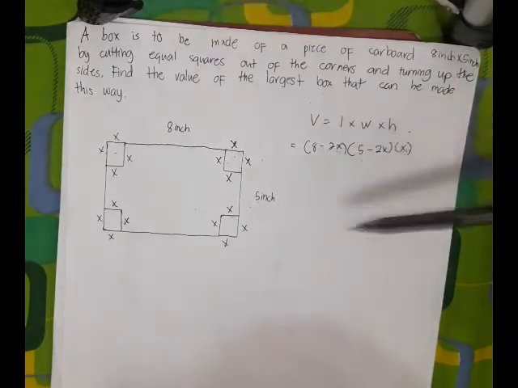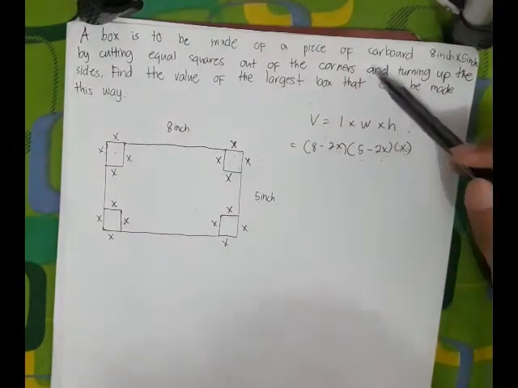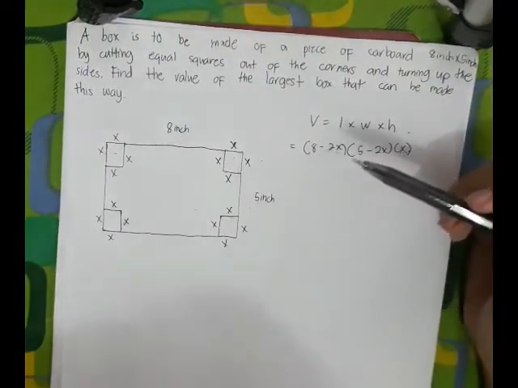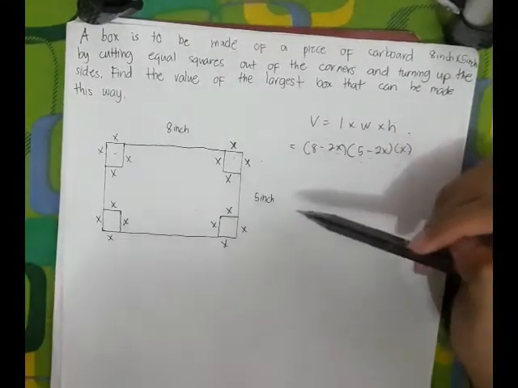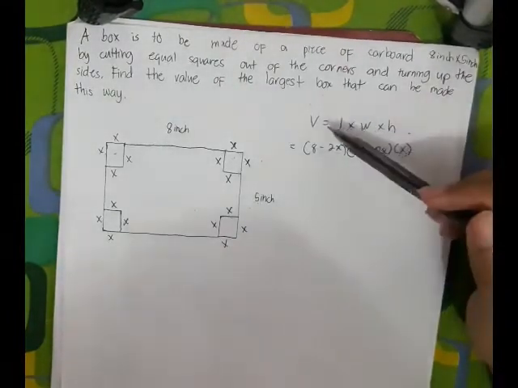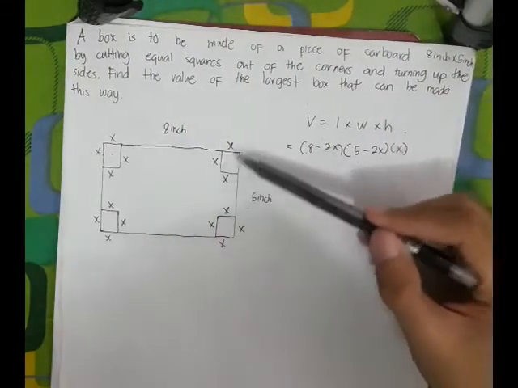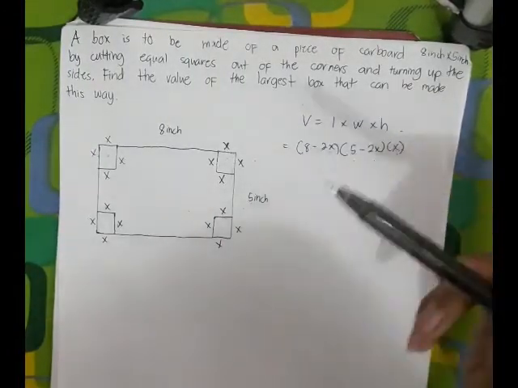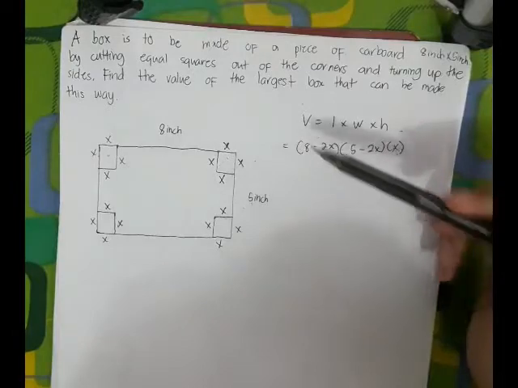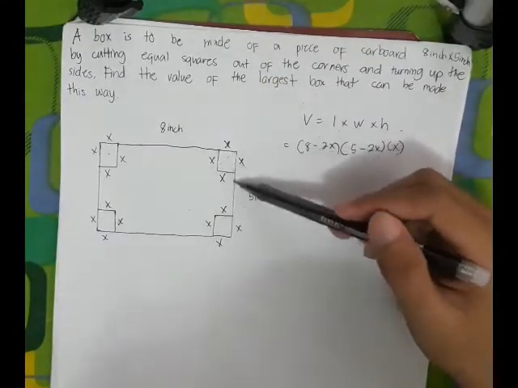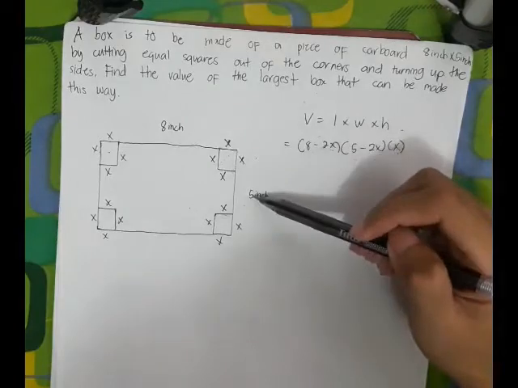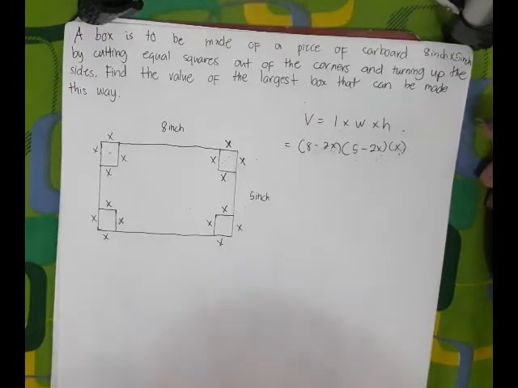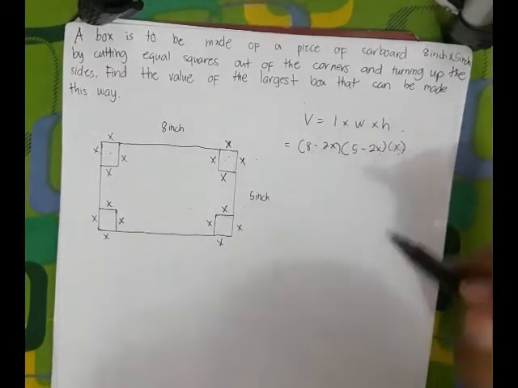the given in the problem. We have a cardboard of 8 inch by 5 inch, which is the length is 8 inch and the width is 5 inch. It is also said in the problem that equal squares will be cut in the corners, and we don't know the size of the cut squares, so we let x represent the size of the cut equal squares in the corner. Also in the problem it is said that we need to find the volume of the largest box that can be made in this cardboard.